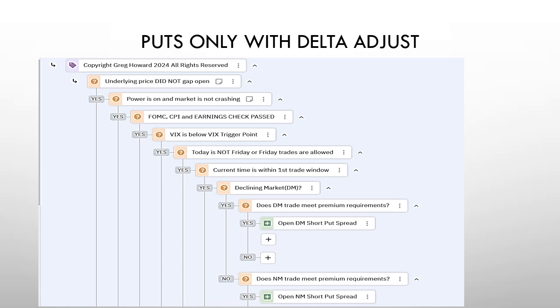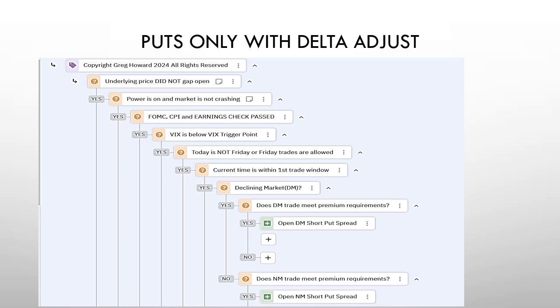Now we'll take a look inside a couple of important automations. The Puts Only with Delta Adjust automation opens 2 new trades each day, one between 10 and 11:30 Eastern Time in the morning, and one between 3 and 3:45 in the afternoon.